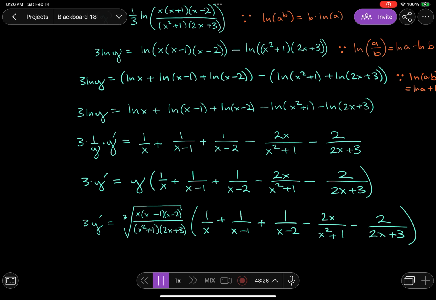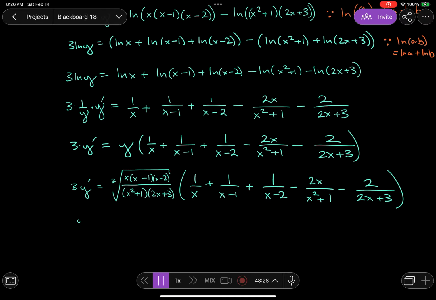Okay, so the process is cleaned up by taking the logarithm on both sides. So I have y prime is equal to 1/3 this guy, the cubed root of x times (x minus 1) times (x minus 2), all divided by (x squared plus 1) times (2x plus 3), and then I have this sum.